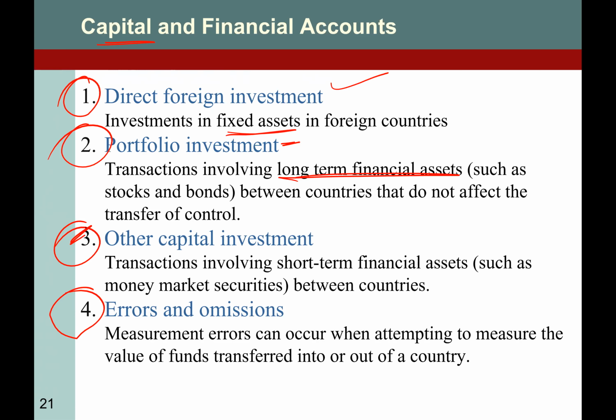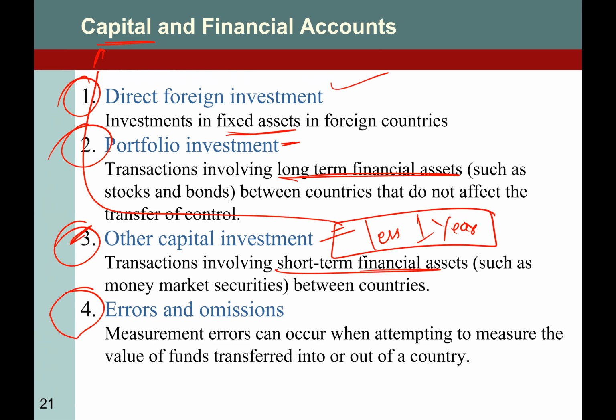The third one is other capital investment, which means transactions involving short-term financial assets, such as money market securities, between countries. For example, the US government issues a loan for 3 months, and the Chinese government gave them a loan and bought some securities, receiving interest for 3 months. That is also a capital account. Although the term is less than 1 year, we still count it under the capital account.